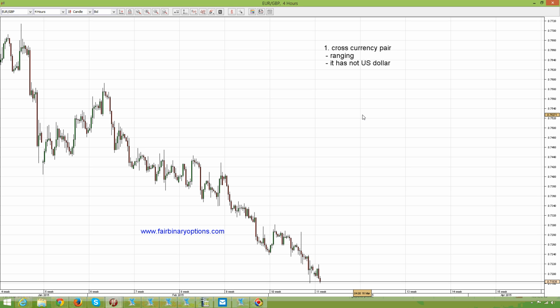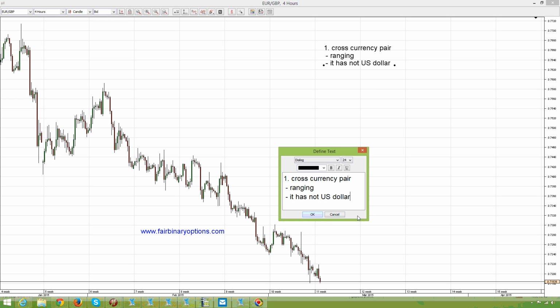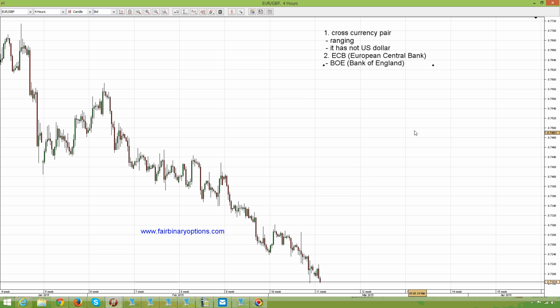Now, also in this cross, like in any other currency pair, a major role is played by the central banks of the two currencies involved. In this case, we are talking about the ECB, or the European Central Bank, and of course the Bank of England, or BOE.